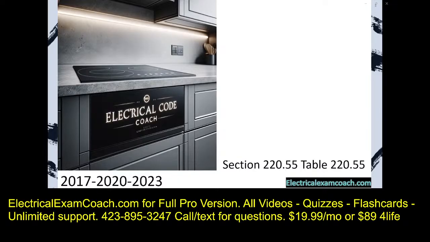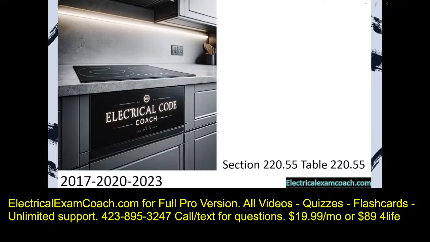And this is lesson 3.2 in our video series. Today we're going to be learning about how to calculate ranges and cooking equipment and how they fall into the whole house load calculation. We're going to be in section 220.55. We're also going to be in table 220.55.